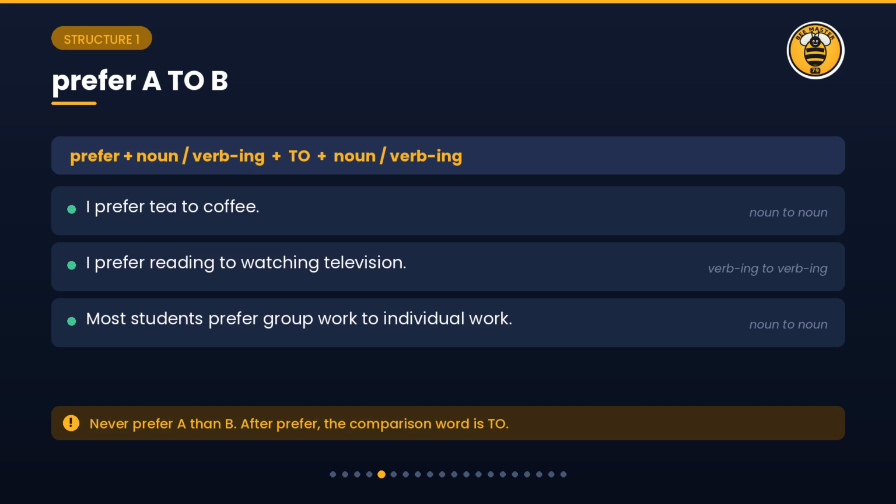And please write this in your notebook. We never say prefer something than something. After prefer, the comparison word is to. This single point is probably the most common preference error in learner writing.